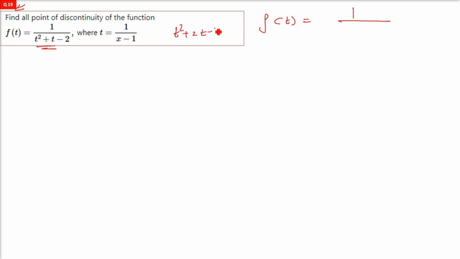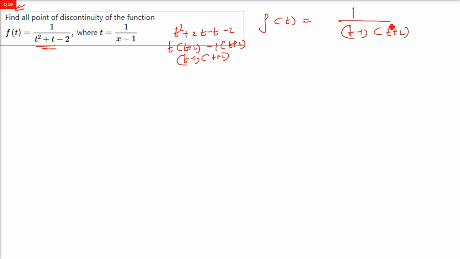Let us find out the factors. So I am making the factors: t square plus 2t minus t minus 2. You can take t common, t plus 2 minus 1 here and t plus 2. So you get t minus 1 and t plus 2. So these are the factors.